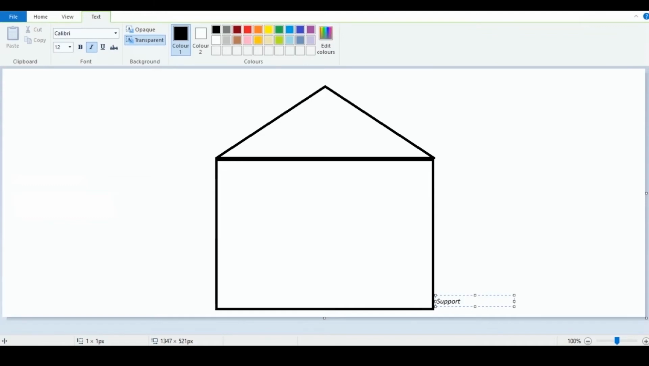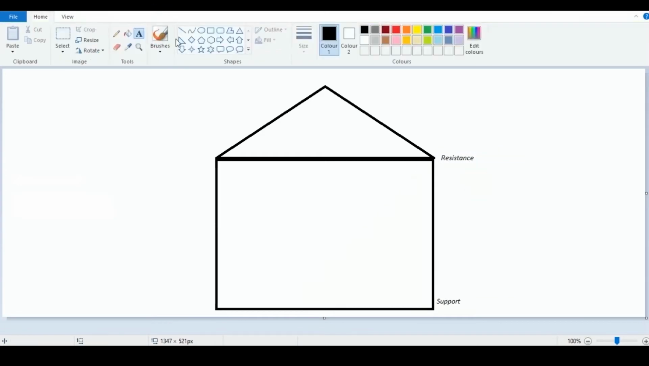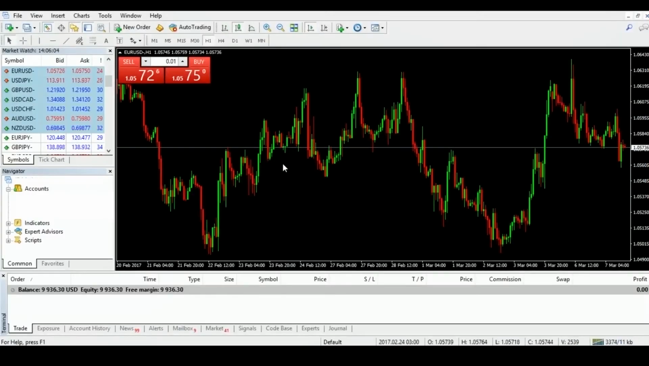So, support is your floor and resistance is your ceiling. Your ball is constantly going to move between them. It's going to bounce off of support to go to resistance, bounce off resistance to go to support. Now let's show you this practically inside the market.